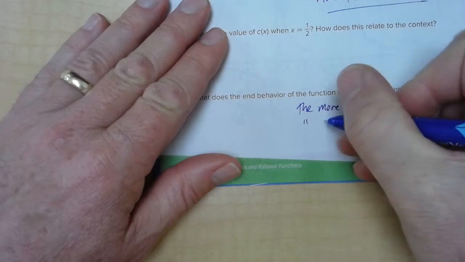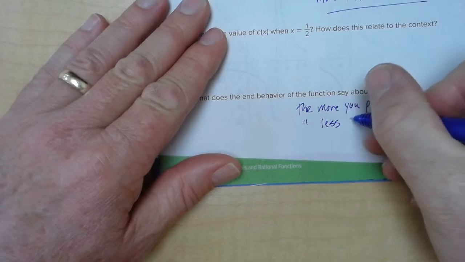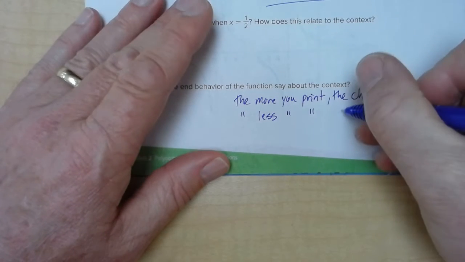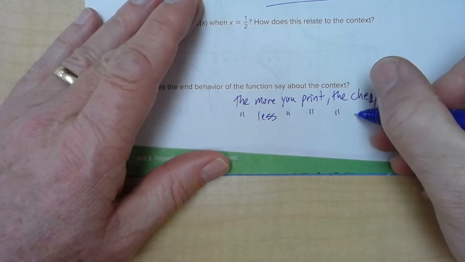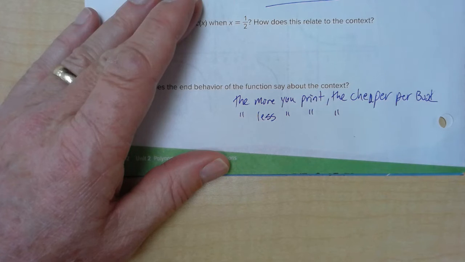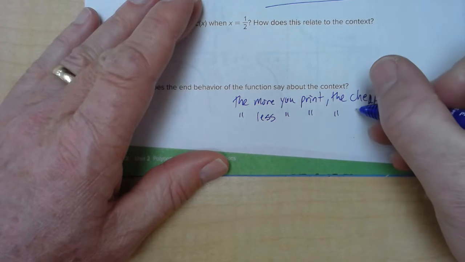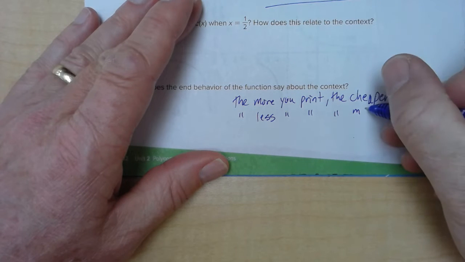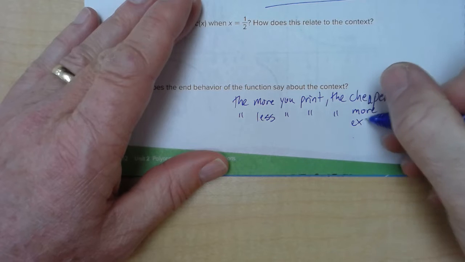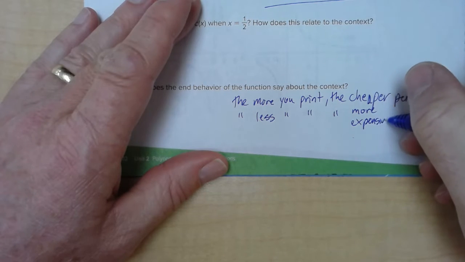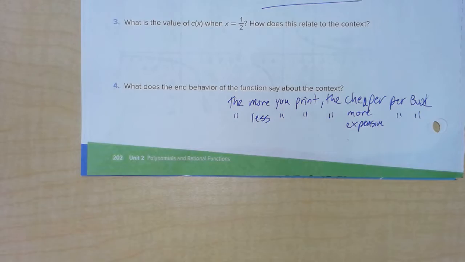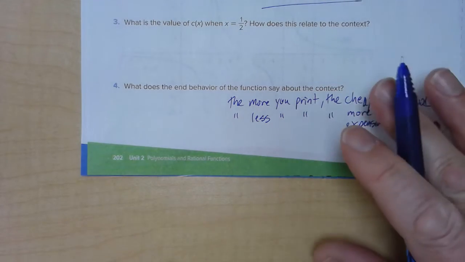And then the less you print, the, let's see, opposite of cheaper would be more expensive per book. All right. So we can see that.